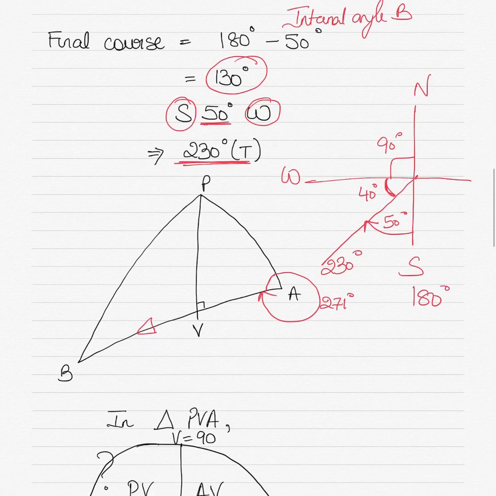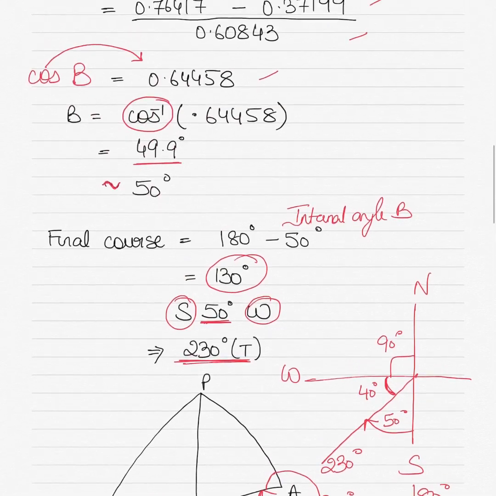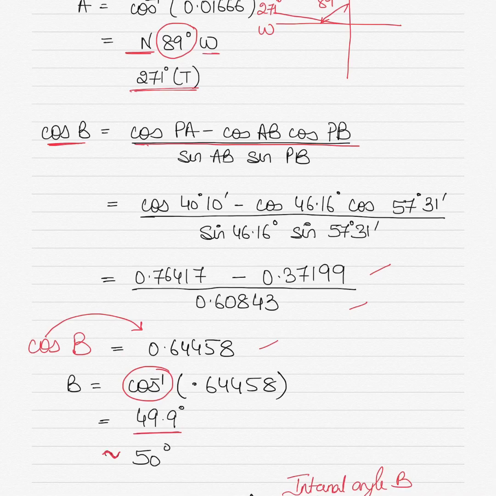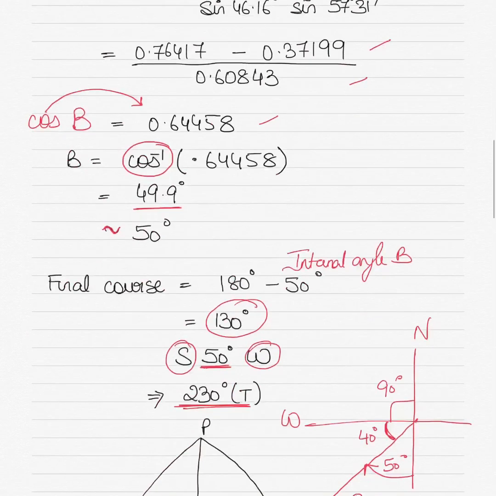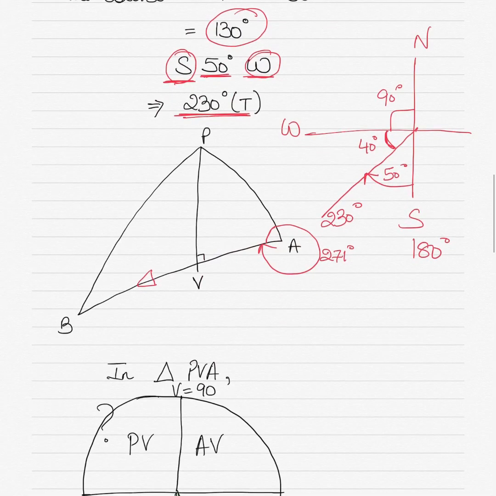Now, the rule for the vertex position is if initial and final courses are in the same quadrant, the vertex lies outside A and B. If they are in different quadrants, the vertex lies between A and B. In this case, your initial course A was in the quadrant north and west, and the final course is in the quadrant southwest. So when they are in different quadrants, the vertex will lie between A and B, always towards the higher latitude, which is A. So that's why I have put the vertex between A and B towards the higher latitude.